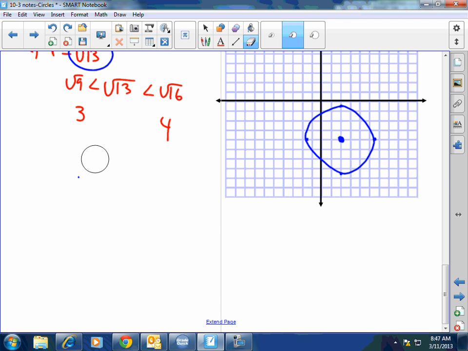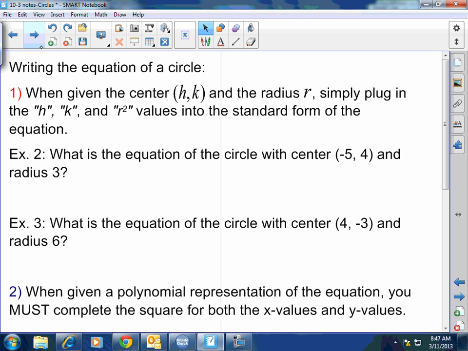Now, writing the equation of a circle. Still easy, a little bit more complicated though. There's situation number 1 that is in red. This is the Mickey Mouse one. When given the center and the radius, simply plug in the h, the k, and the r squared. Remember, square the value of r they give you, into the standard form of the equation of a circle. So what is the equation of a circle with a center of (-5, 4) and a radius of 3? Okay, guys, take a seat. This is going to be hard.